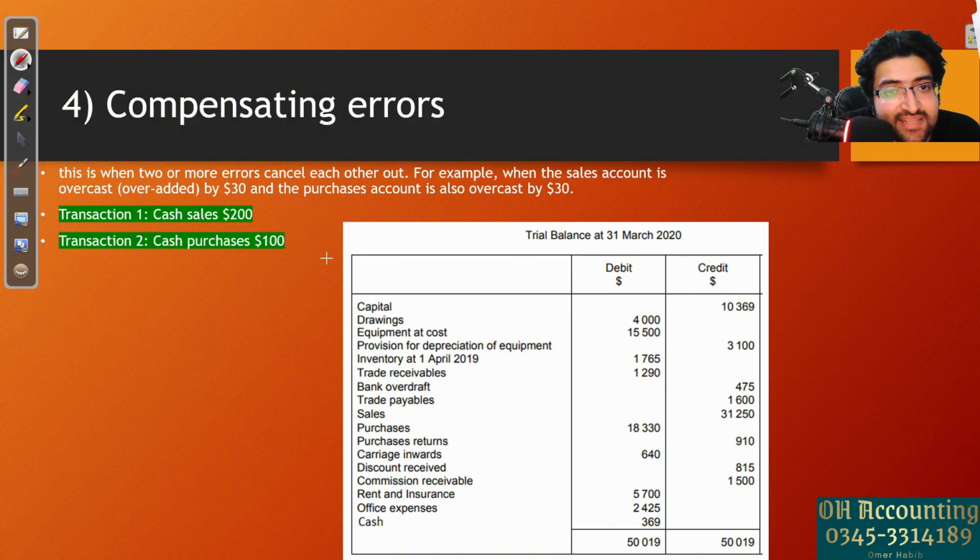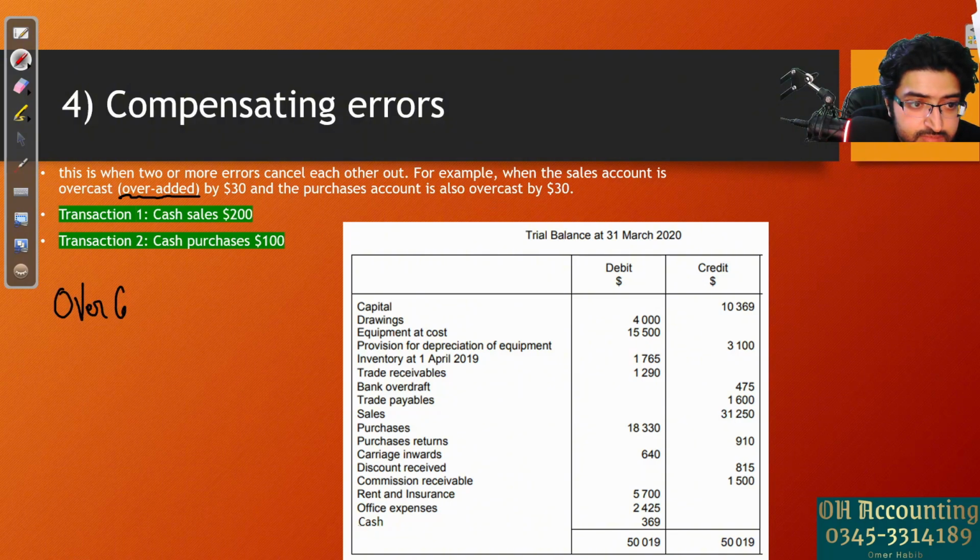Moving on to compensating errors. Okay. This is when two or more errors cancel each other out. For example, when the sales account is overcast by 30 and the purchase account is also overcast by 30. Okay. New term, overcast. But I've written here in brackets over added. Let me explain this to you first before moving on.